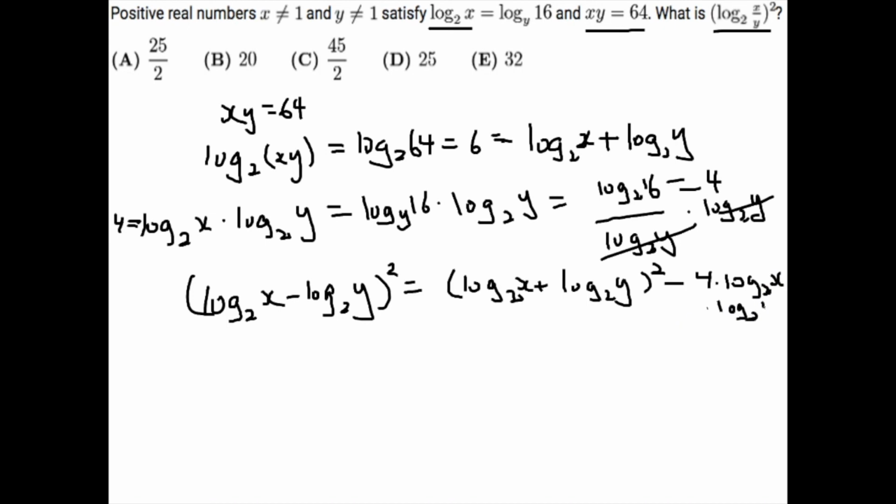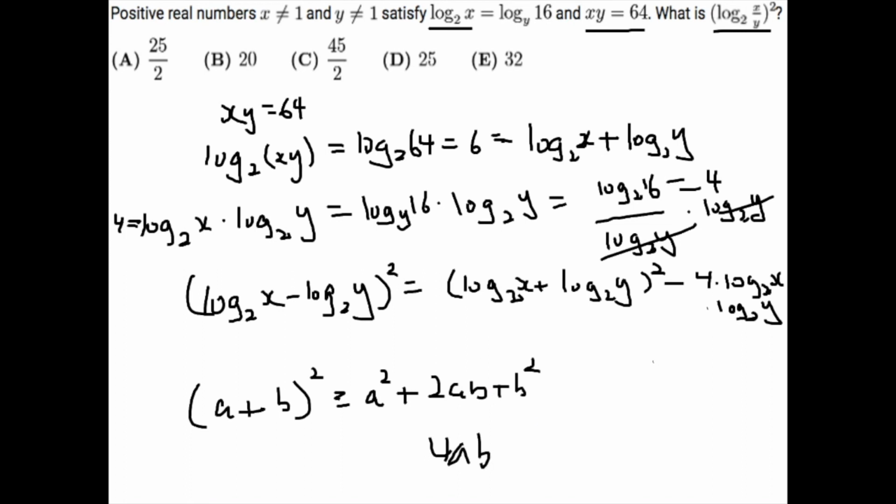And this just comes from the fact that if you have a plus b squared, it's going to be equal to a squared plus 2ab plus b squared. And if you have a minus b squared, then you have a squared minus 2ab plus b squared. So the difference between those two is just 4ab, which is the same thing that's going on here with a being log base 2 of x and b being log base 2 of y.